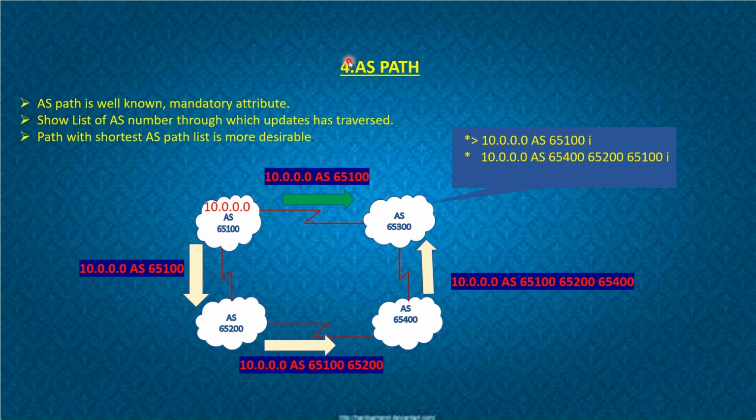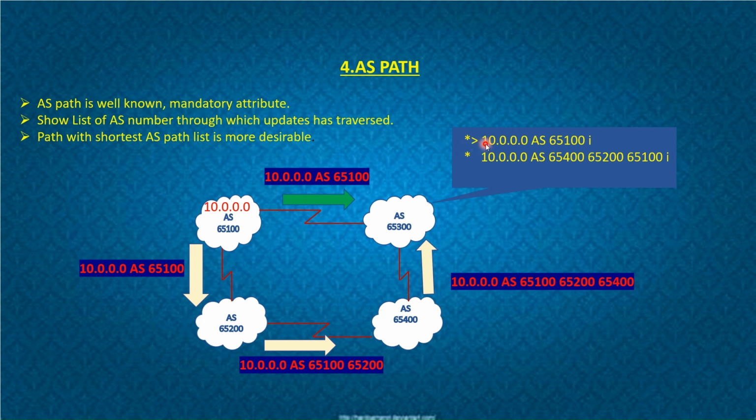Fourth attribute is AS path. AS path is a well-known and mandatory attribute. It means this attribute will be sent to the next EBGP neighbor, and it will be advertised to all the different AS numbers as well. So the AS path is a list of AS numbers through which the update has traveled. A path with the shortest AS path list will be the more desirable.